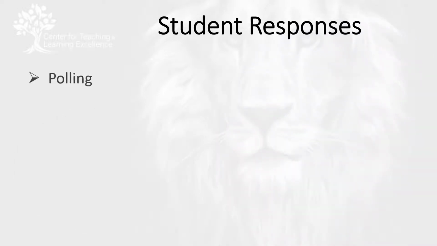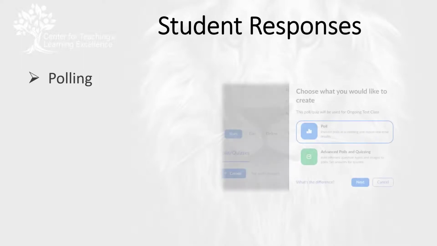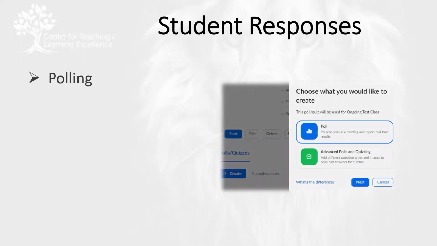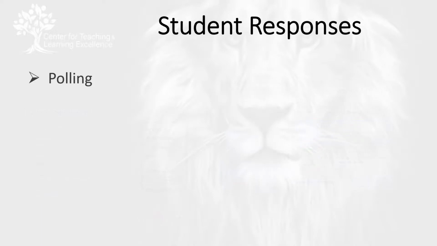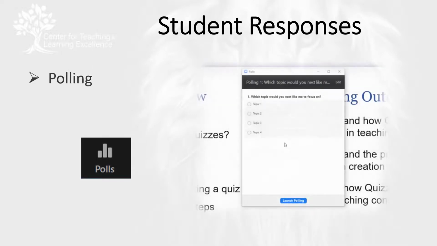In Zoom, there is a built-in polling tool. Polls are a great way to get quick feedback from your students on any topics. You can choose from a standard poll, advanced poll, or quiz. With the advanced polling option, you can create polls that are single or multiple choice, matching, rank order, or short or long answer. Once you have the poll set up, just select the polls option in the meeting controls to start the poll.